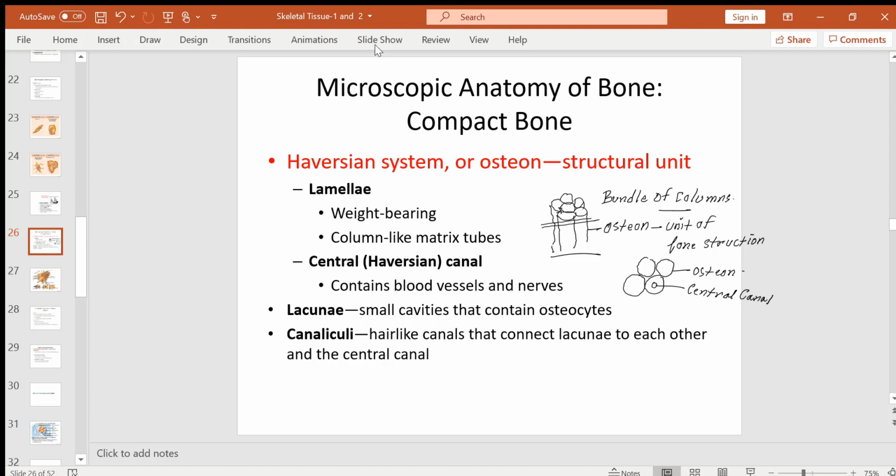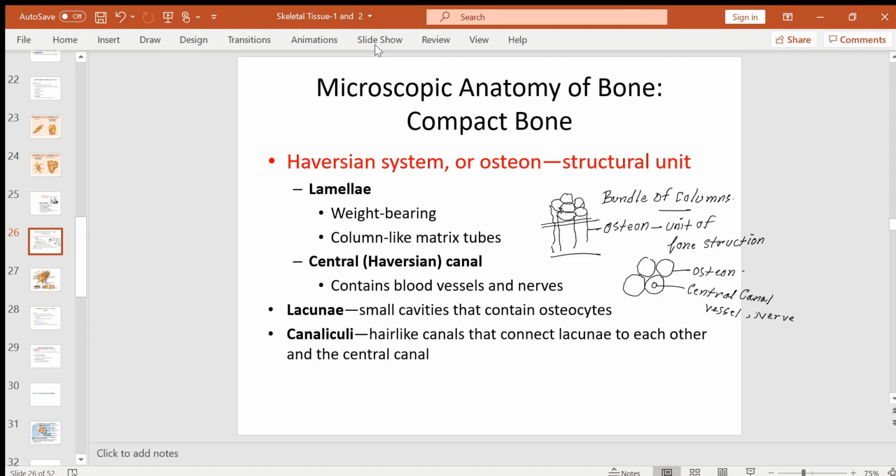Why do you have a canal? Through that central canal, blood vessels and nerves pass through. You know that bones are vascular. Bones have blood vessels as well as nerves. So they pass through the central canal. They are located inside the central canal.